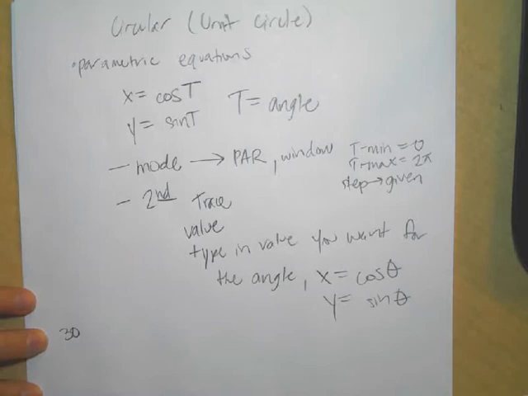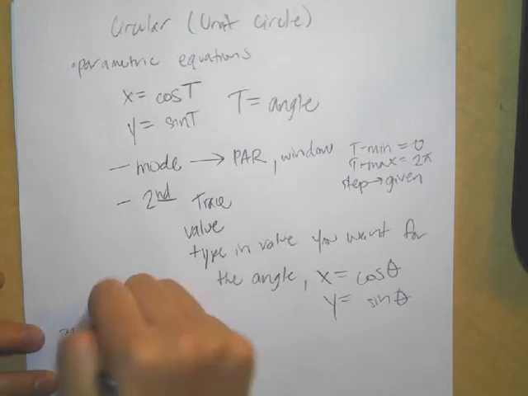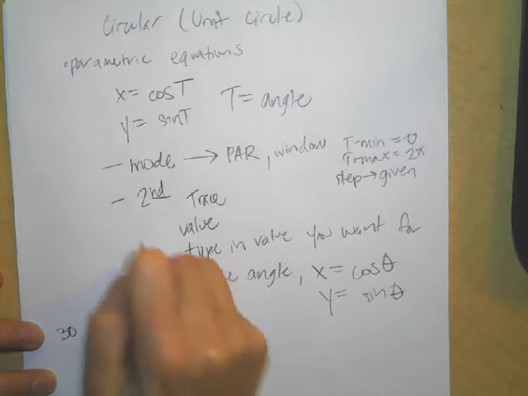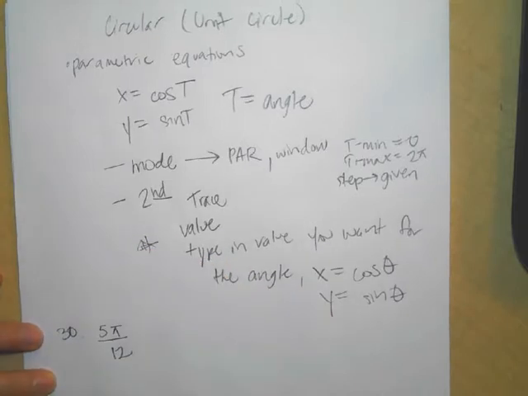So if we look at number 30, it says graph a unit circle, and then it says to trace, but you don't have to trace. We're going to use the value function because it's good to know this. Instead of actually tracing the circle, we're going to use the value function. What they want to find is cosine 5 pi over 12 and sine 5 pi over 12.